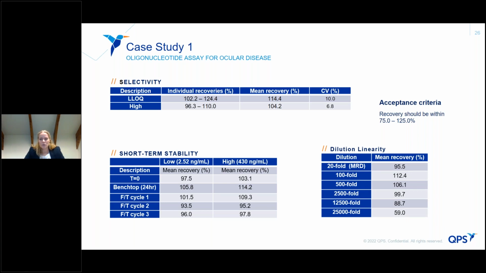If you go to the dilution linearity, we initially used 20-fold as an MRD and a minimal prior dilution. You see that's nearly 100% as a mean recovery. And you do see that you can dilute up to 12,500-fold, because these are the mean recoveries that still fall within the acceptance criteria, but at 25,000-fold, it's outside the acceptance criteria.